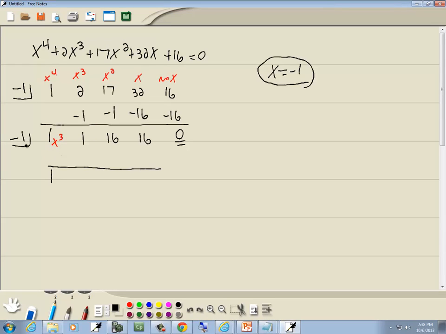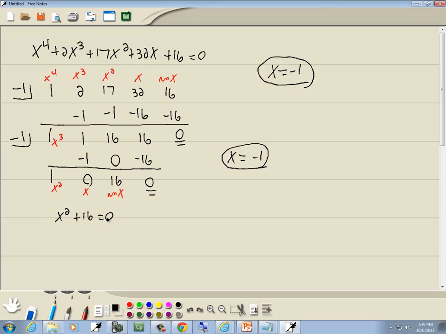So I'm going to add, and multiply the number in the box by the number you put down there. -1 times 1 is -1. Add, 1 minus 1 is 0. Multiply, -1 times 0 is 0. Add, 16 plus 0 is 16. Multiply, -1 times 16 is -16, and add 16 minus 16 gives us 0, which means that x equals -1 is our second answer. And that takes it from x to the 3rd, and we're now down to x squared. And that'll be x, and this will be no x. So we got x squared plus 16 equal to 0.